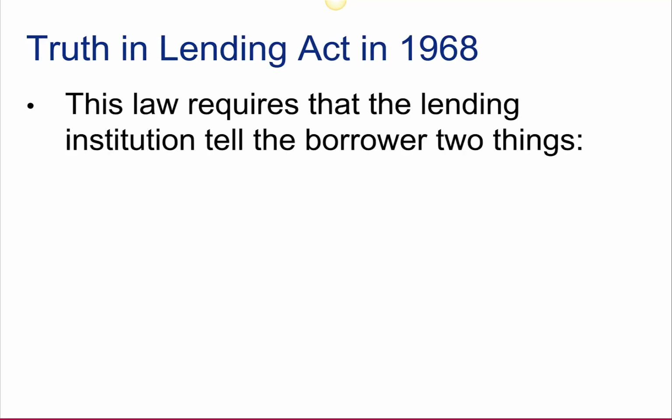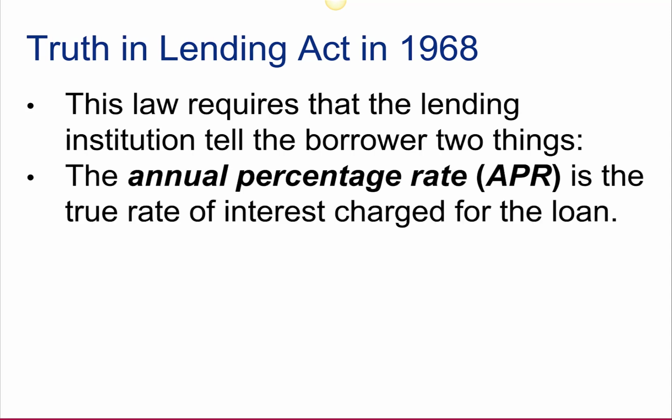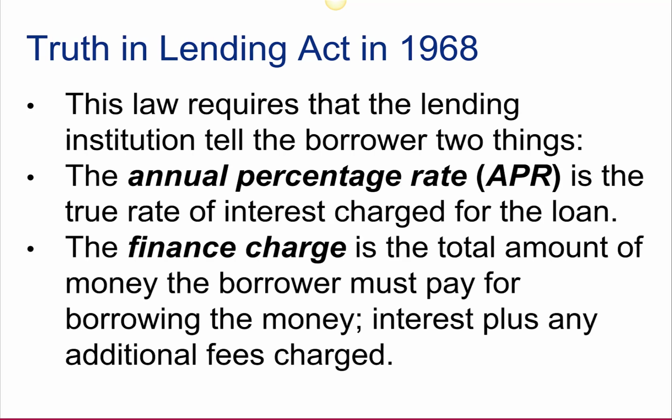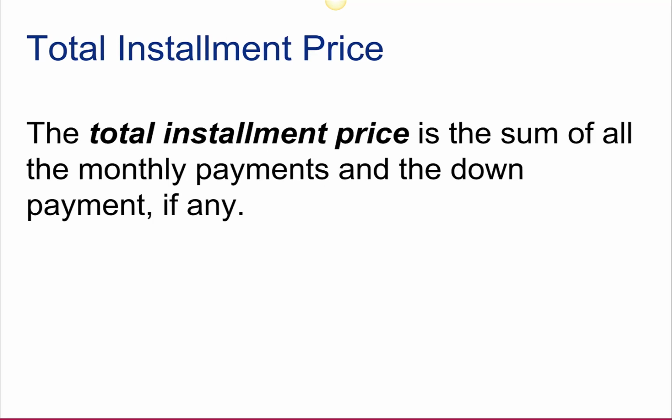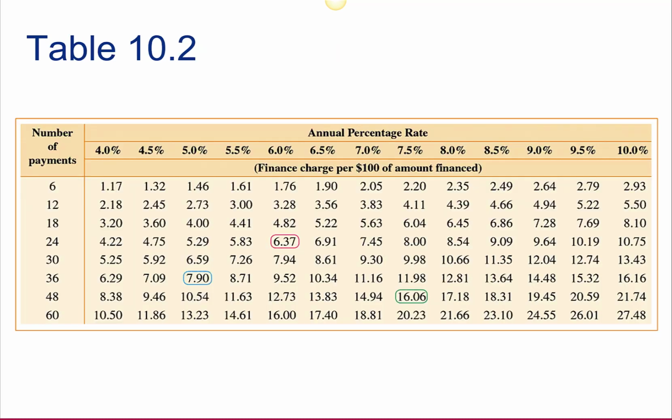The Truth in Lending Act in 1968 required the lending institution to tell the borrower two things. The annual percentage rate is the true rate of interest charged for the loan, and the finance charge is the total amount of money the borrower must pay for borrowing the money, interest plus any additional fees charged. The total installment price is the sum of all the monthly payments and the down payment, if any.